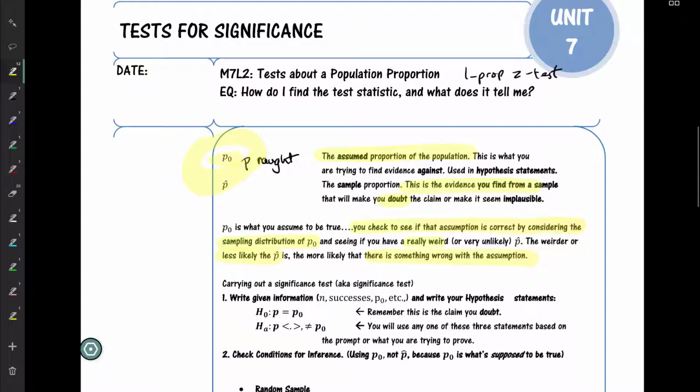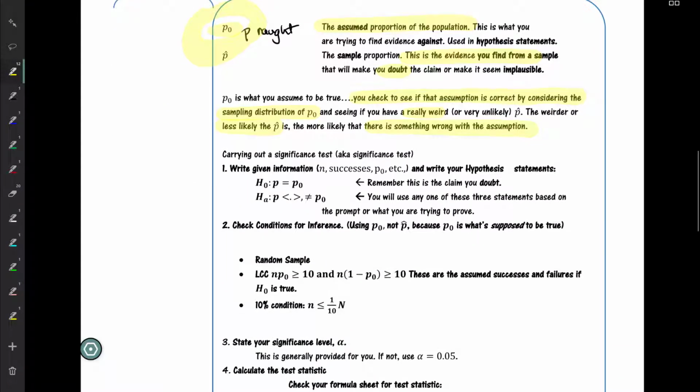Well, again, you've done most of it already. The first thing you need to do is write out any given information, your number of trials, your number of successes, or your sample proportion, and write your hypothesis statements. Your hypothesis statement is going to look like this. H naught: the population proportion is what I assume it to be, or it's based off of this claim. It's what you doubt. Remember that we are always going to be using an equal sign in the null hypothesis. Then our alternate hypothesis is going to be that it is either less than, greater than, or simply not equal to that assumed population proportion. You're going to use any one of these three inequality statements based on the prompt you're trying to prove.